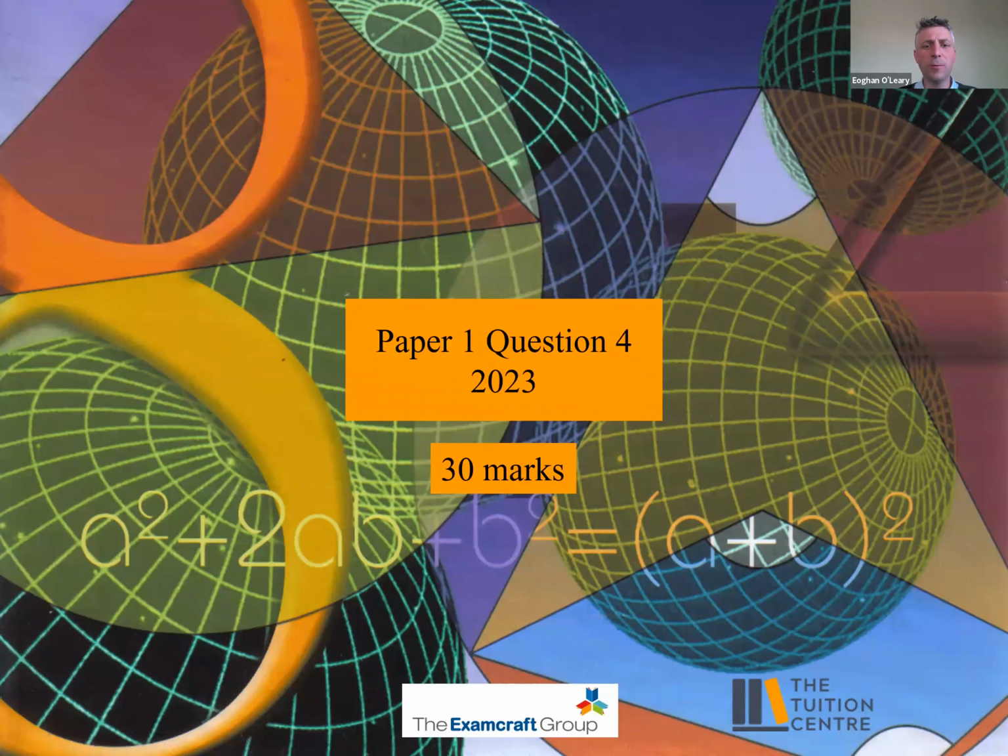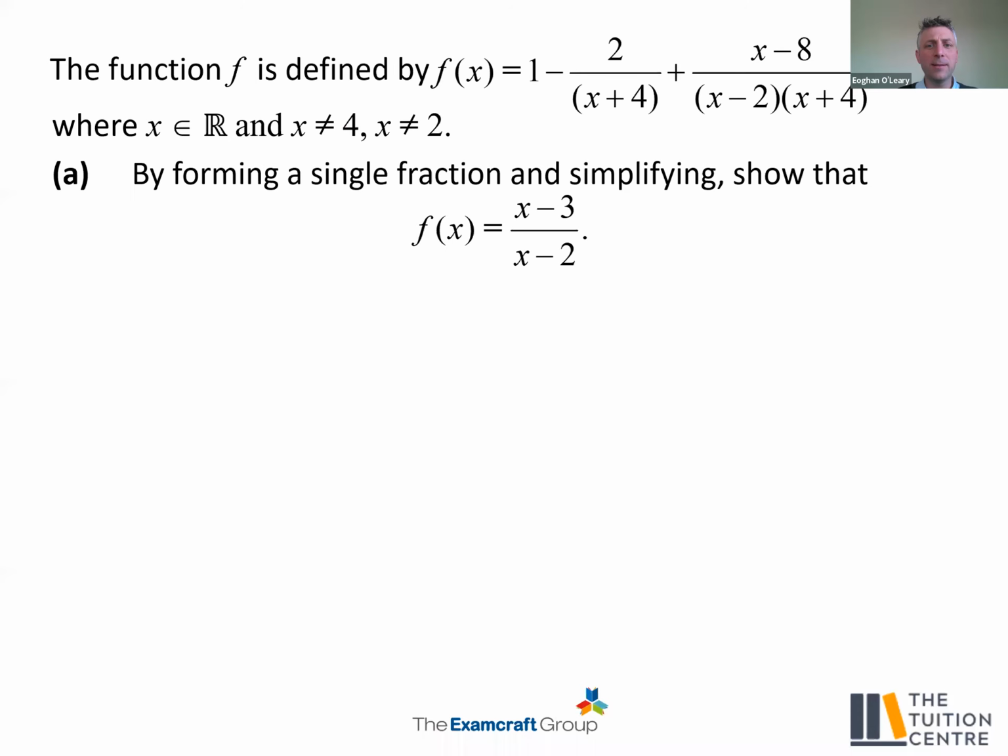So we're on to question 4 of paper 1. This is a functions question. It says f of x is equal to 1 minus 2 all over x plus 4 plus x minus 8 all over x minus 2 times x plus 4, where x is an element of real numbers, x is not equal to negative 4, and x is not equal to 2.